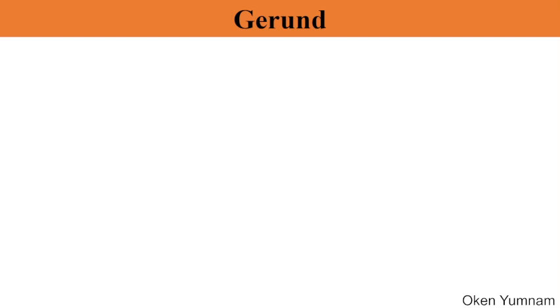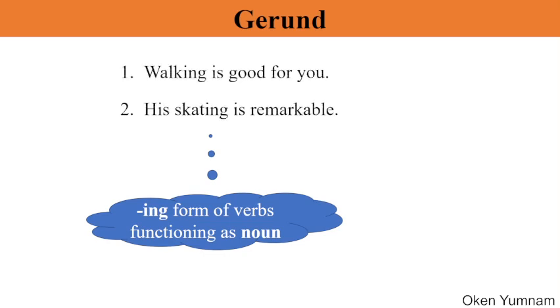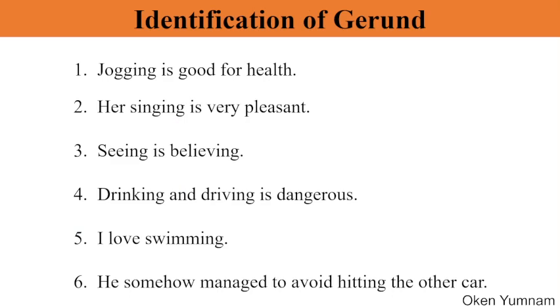Now let's come to gerund. What are gerunds? As we have discussed earlier, gerunds are ing forms of verbs that function as nouns. Let's see here. Walking is good for you. Walking is acting as a noun. His skating is remarkable. Just like we can say, his football is remarkable. Football is a noun, but similarly, skating is also a noun here. His skating, his toy, his book. So gerunds are ing forms of verbs functioning as nouns.